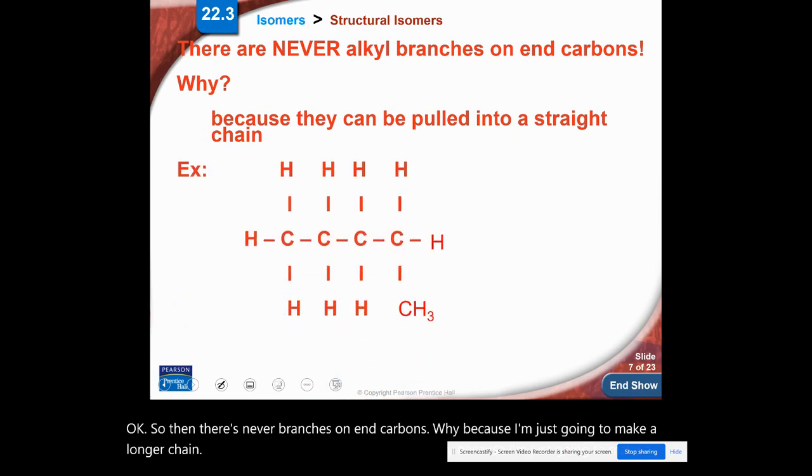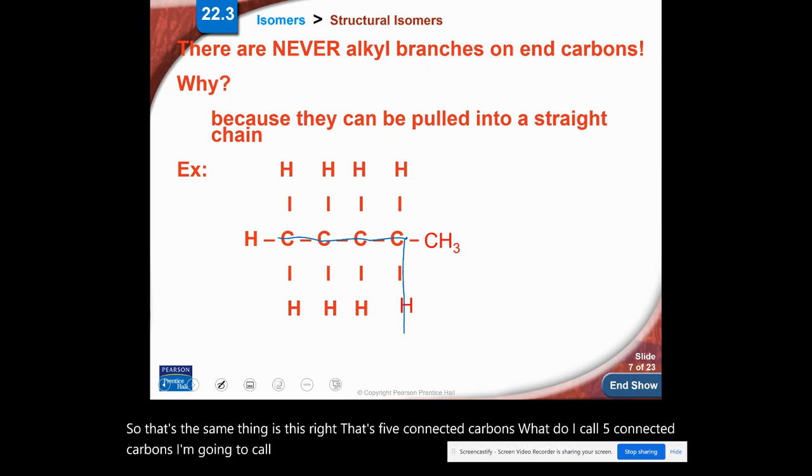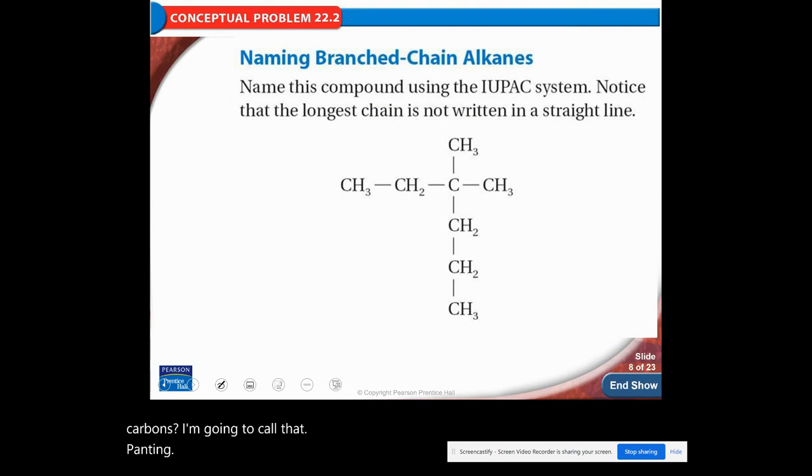So this is an example. This is 1, 2, 3, 4, 5 connected carbons. That's the same thing as this, right? That's 5 connected carbons. So what do I call 5 connected carbons? I'm going to call that pentane. Okay, so let's name this compound.